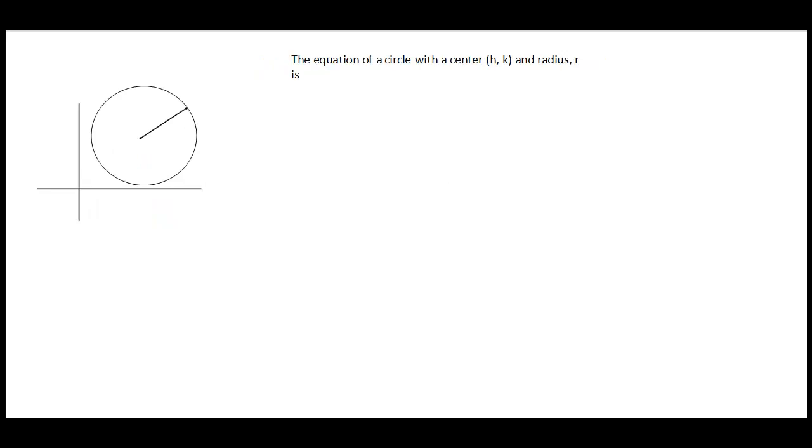The equation of a circle with the center of h, k and the radius of r is x minus h quantity squared plus y minus k quantity squared is equal to the radius squared.